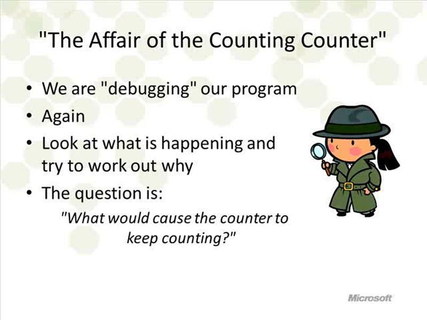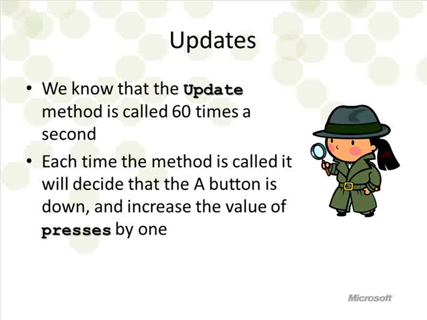Anyway, I digress. We want to look at what's happening and try to work out why, and the question we've got to try and answer is, what will cause the counter to keep counting? Why does it keep on counting up? Why does it only not count when the button is pressed? Well, we know that update is called for us by XNA 60 times a second. So each time the method's called, it will decide that the A button is down, and it will increase the value of presses by 1.